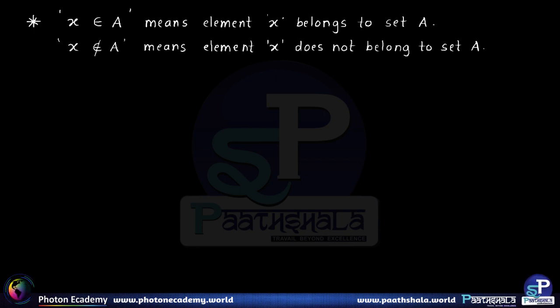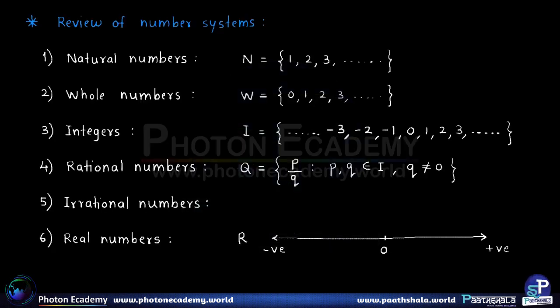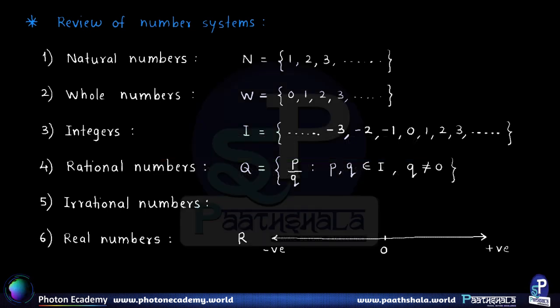Right. Now let us solve a few sums, but before that we have to review the different number systems once again. Although we are familiar, it will be good to just have a look at them once again. Now the natural numbers is the set of the numbers 1, 2, 3, that is the basic counting numbers that we learn when we learn to count. That is denoted by capital N.